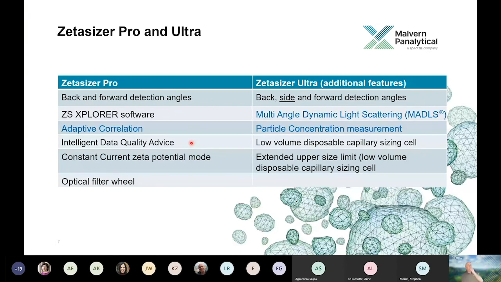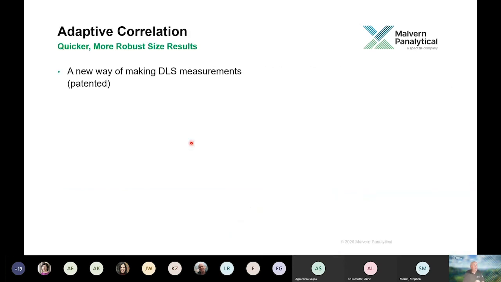Now, I want to concentrate on these 3 because I think they're important and relevant to the work that you're involved with. So what's adaptive correlation? Well, quite frankly, it's a new way of making DLS measurements. In a Nano, for those of you that have done DLS measurements in the Zetasizer Nano, you may be aware that we split the measurement into a series of 10-second subruns.